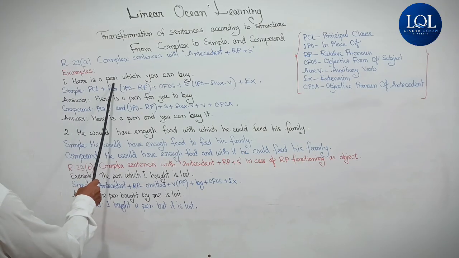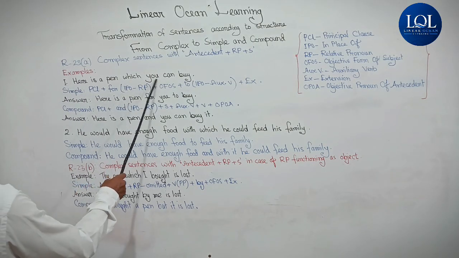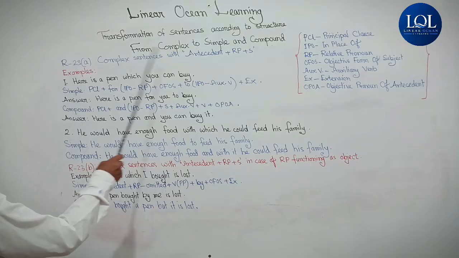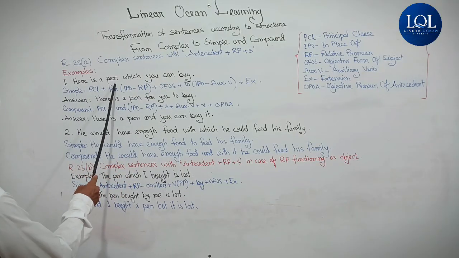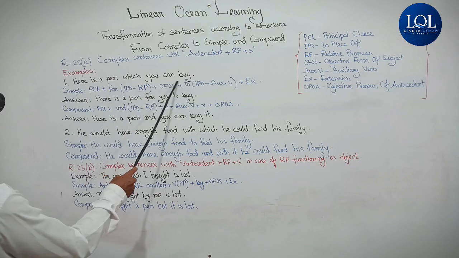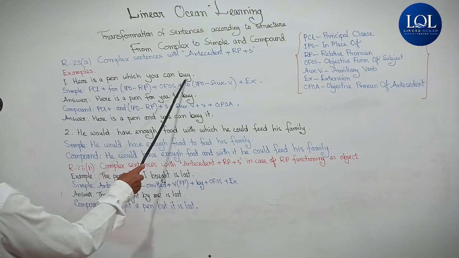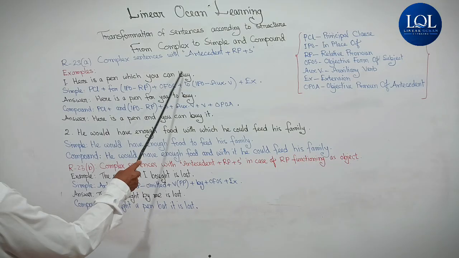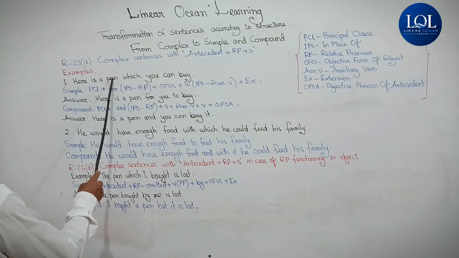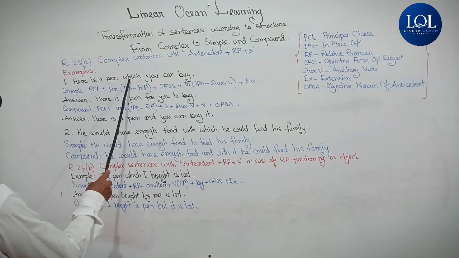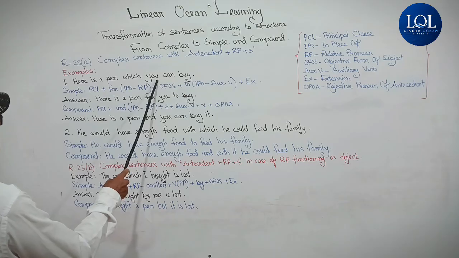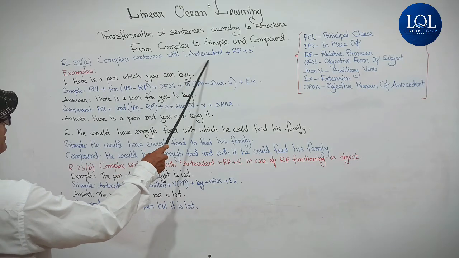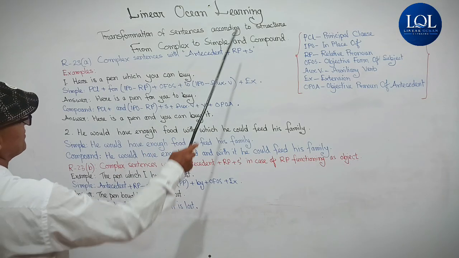Example: Here is a pen which you can buy. In this complex sentence, "Here is a pen" is the principal clause, and "which you can buy" is the subordinate clause. Here, "a pen" is the antecedent, "which" is the relative pronoun, and "you" is the subject. That's what is written here: antecedent plus relative pronoun plus subject.